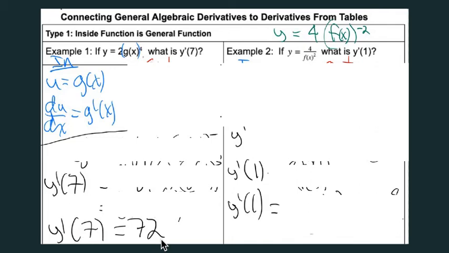Hi folks, Mr. Long here with a screencast on the chain rule. We're starting to get a little more complex in our understanding of the chain rule and the types of chain rule questions that we can answer. We're going to be doing this with general algebraic derivatives. By that I mean, the derivative of g of x is g prime of x.